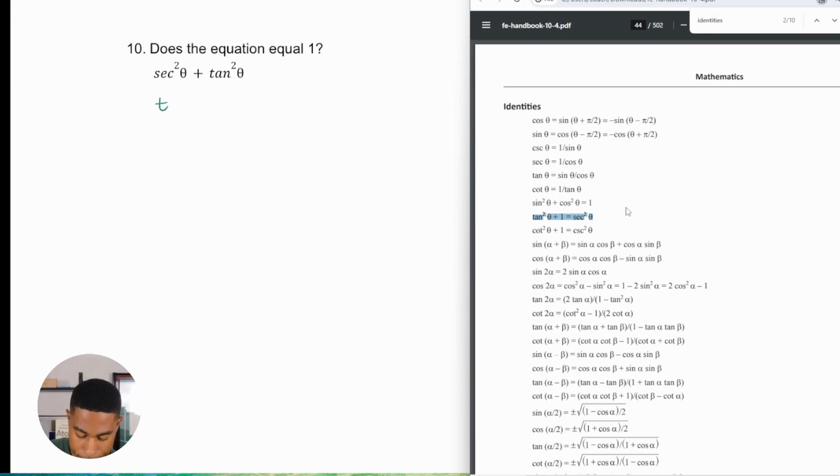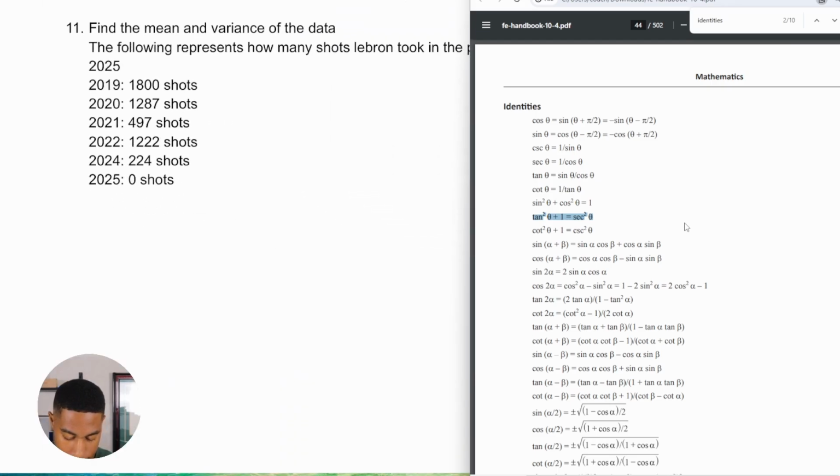So they're saying that secant squared plus tangent squared is equal to 1. And I'm going to see if that's true. So tangent squared theta plus 1 is equal to secant squared of theta. Okay, so secant squared of theta minus tangent squared of theta is equal to 1. So it's not secant squared plus tangent, it's secant squared minus tangent, which is different. Which means that no, this does not equal 1.